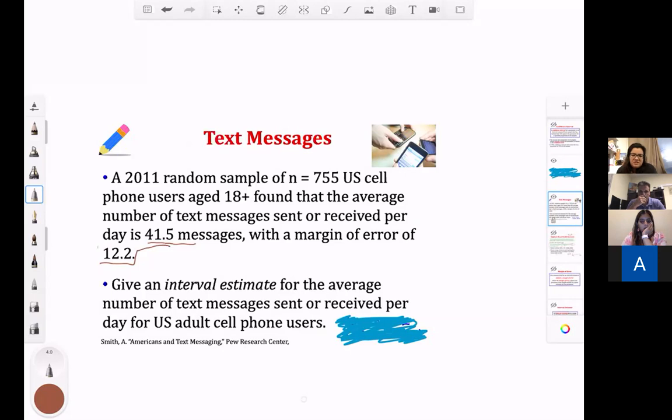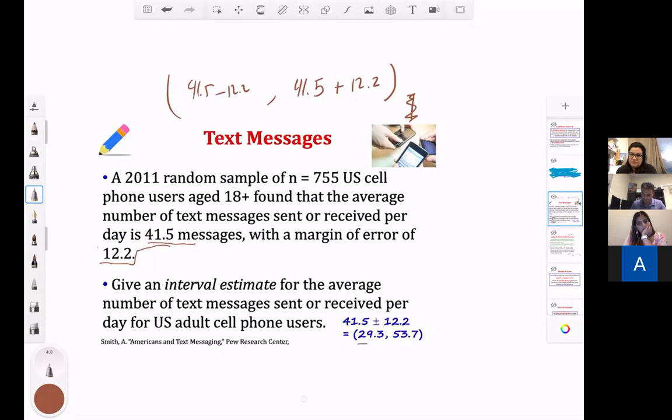So would we just take that 12.2, subtract it from the 41.5 and add it to the 41.5, and that's how we get the interval? Very good. So the formula is, 41.5, we're going to add the margin of error, and we're going to subtract 12.2. So this gives us the interval. I'm not using brackets, because a bracket means I'm including that last point. It's going to be open. So the answer is going to be 29.3 to 53.7.